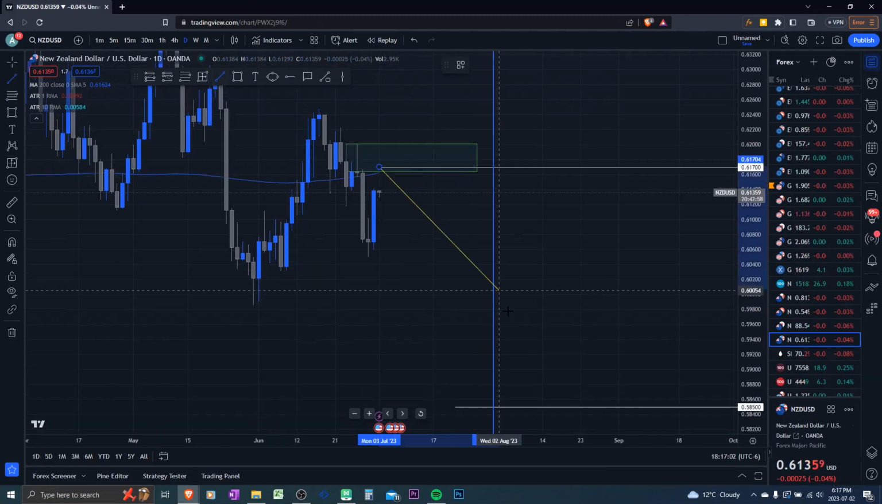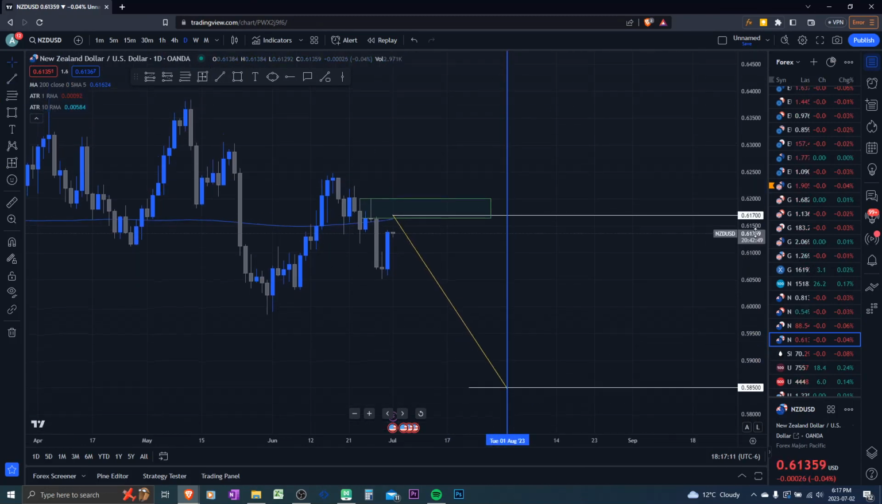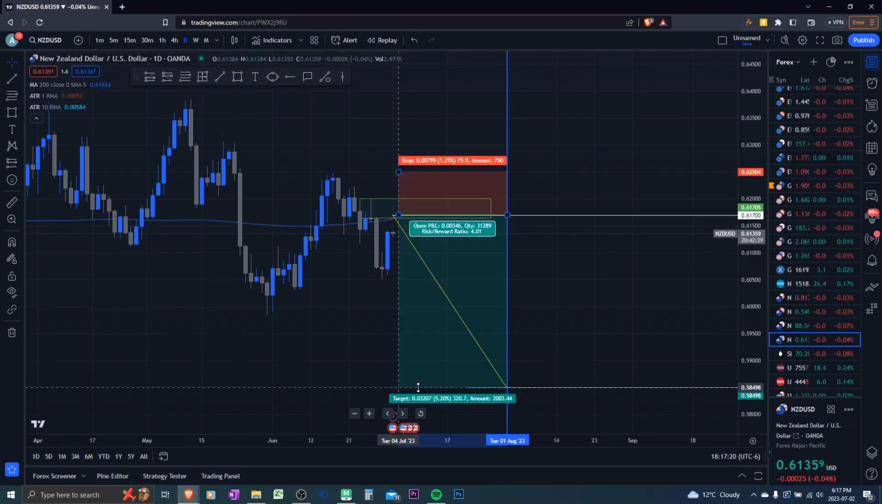If we do decide to take a trade once it gets to that zone, right now it did show a lot of bullish momentum on Friday, so I would just wait a little bit, come back up, retest this zone, retest this moving average, and then make some money.